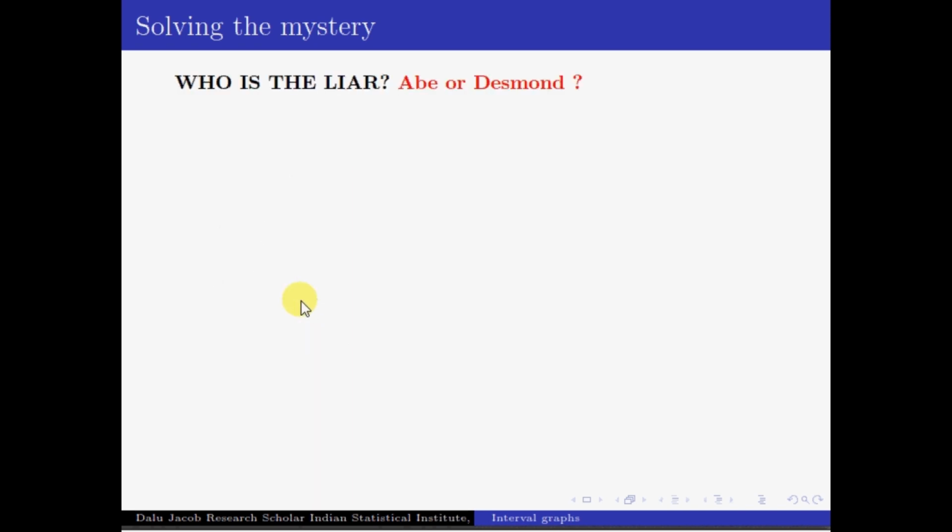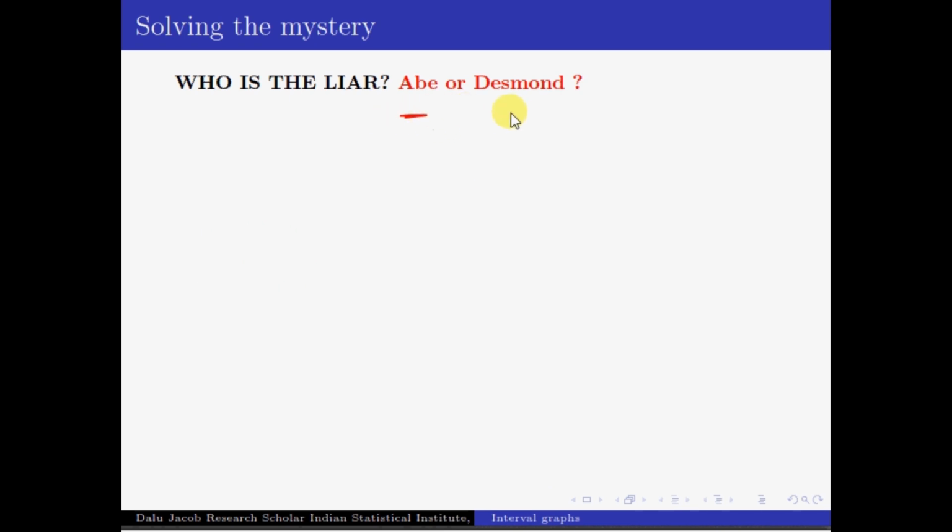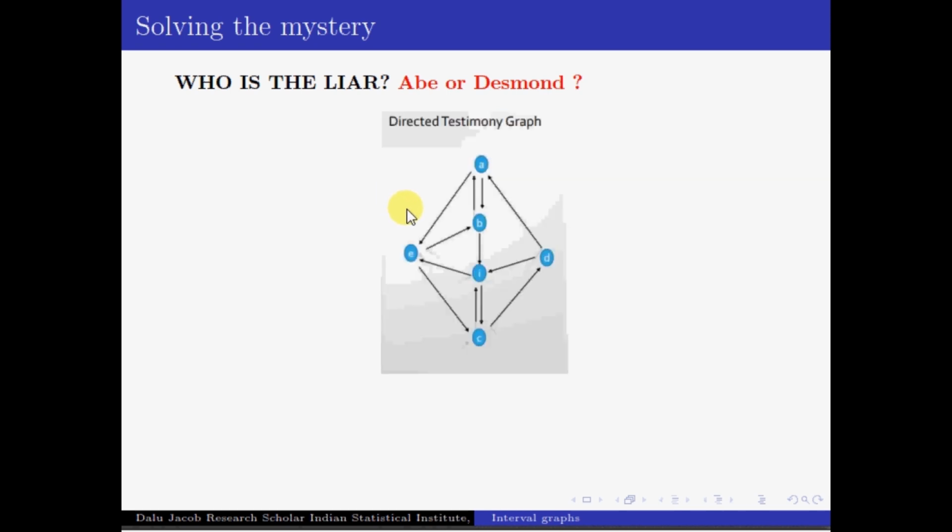So now we have only two options left. We have to figure out whether it is A or D who is lying. In order to see that, let us look at the directed testimony graph once again carefully. In the graph, look at this cycle A, B, I, D, which is a problematic cycle for us. If you look at this cycle in particular, the only testimony that A has given in this cycle is that A has seen B. No other testimony is given, because B has only given this testimony, and D has given these two testimonies.